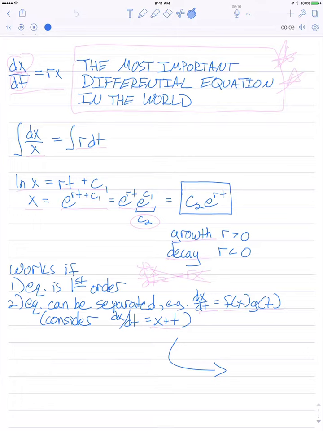Hi folks, this is a lesson on solving first order equations using separation of variables. That's a technique that won't always work, but it'll work if your equation has the property that it's separable. I'll show you what that means in a minute, but we're going to start here with what I call the most important differential equation in the world, which I've written in shouty all caps so you really believe me.